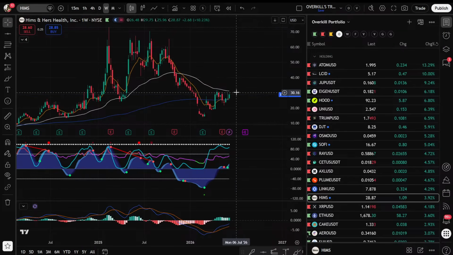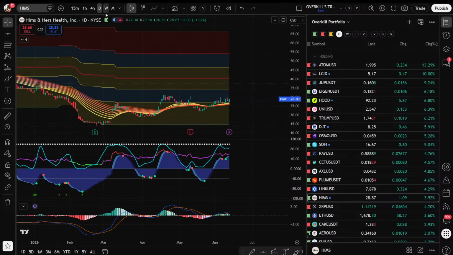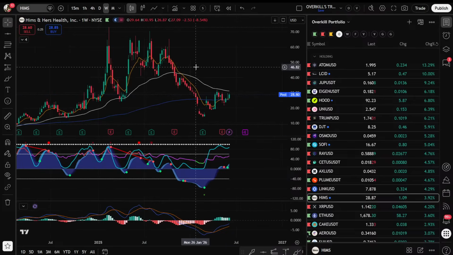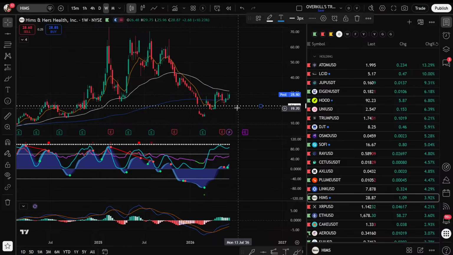Right to 60. We want to see a breakout of $30 tomorrow. If $30 breaks, this thing's going to absolutely rip back up to 60. I'm really liking HIMS here. HIMS looks good. If you wanted to play this, use a stop loss at that low right there at 21.